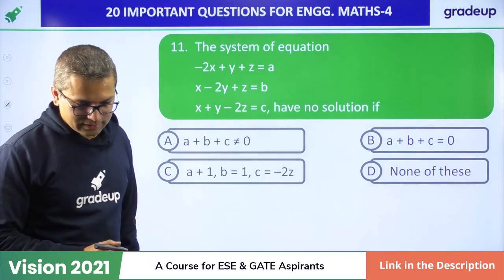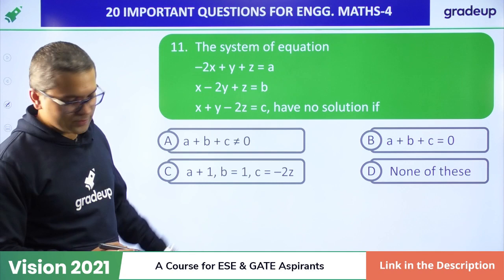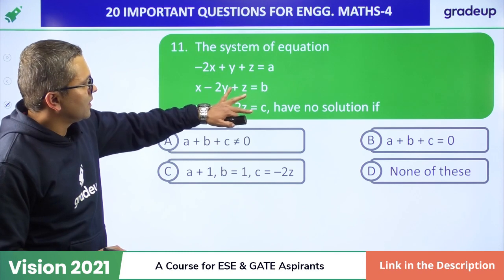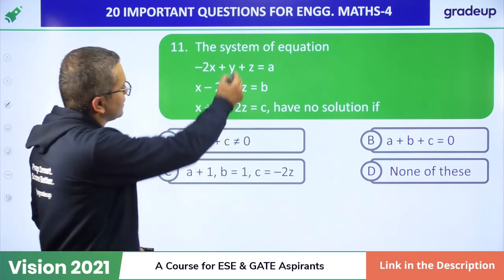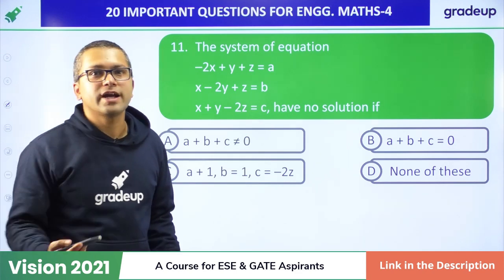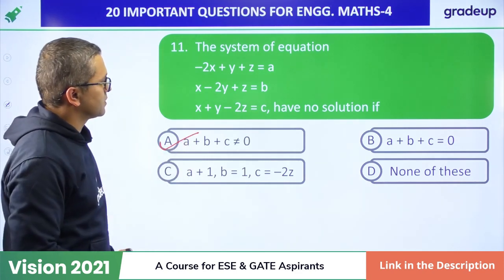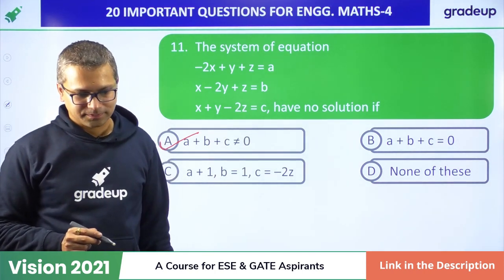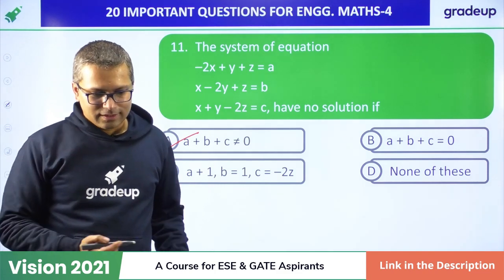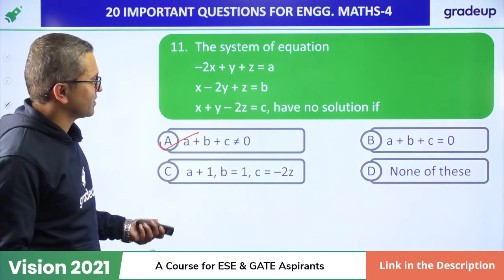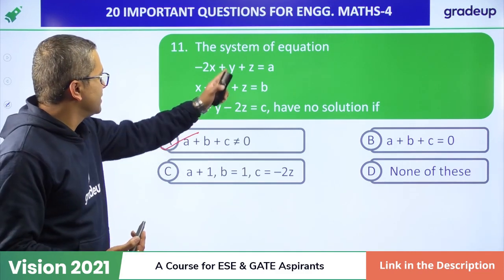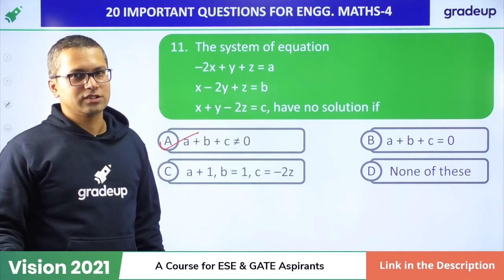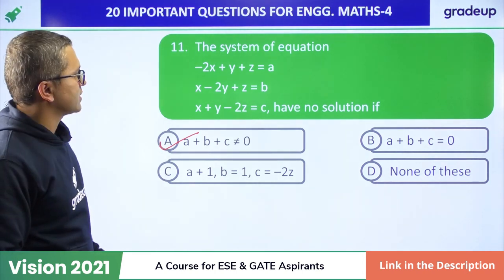So this is a very straightforward question. You just need to convert this to a two variable and two equation system, so you just need to eliminate one of the variables. Once you do that, you'll get that A plus B plus C should not be equal to 0. So A is the option. These are very straightforward questions, guys. You just need to eliminate one variable from this, because you know how two variable and two equation systems work.